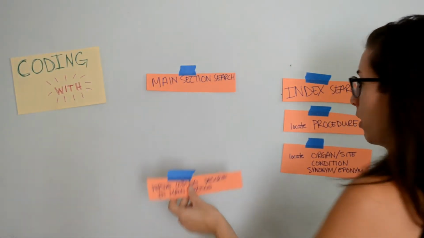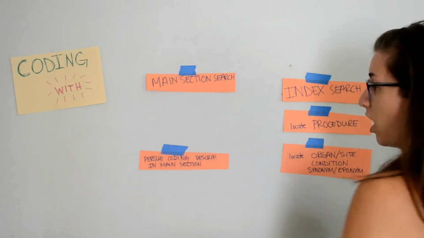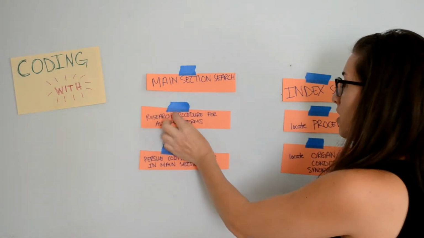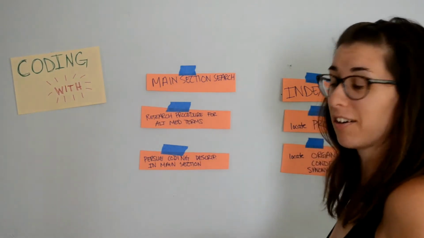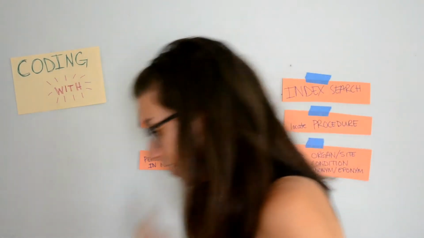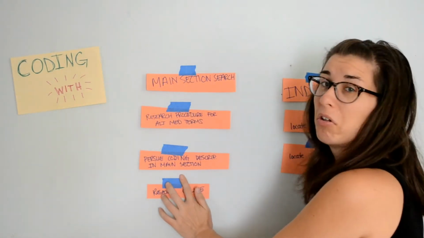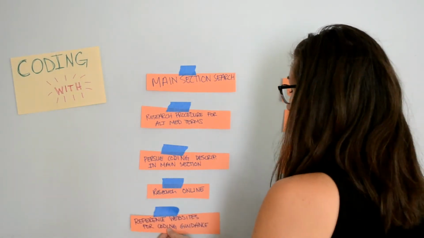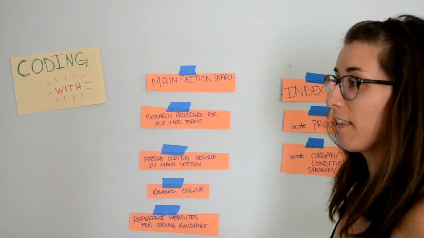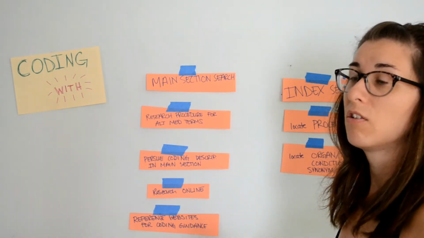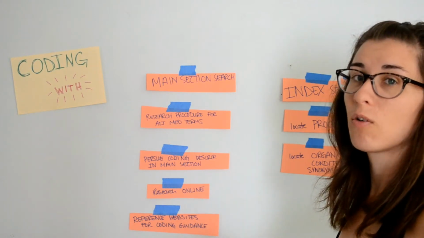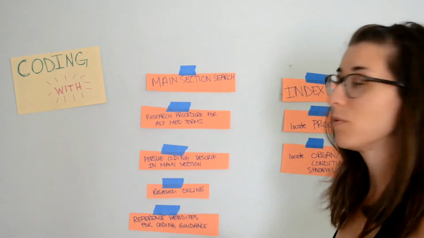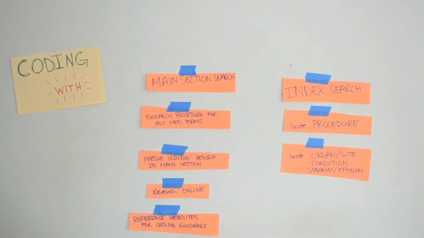So in the main section, you can pursue the coding description of the main section, I guess. You can go online and research the procedure for alternate terms. Maybe you'll find it there. If not, you can just research it online just in general. A branch off of that is you can reference websites for coding guidance. So you can go to the AAPC, which is a coding organization, AHIMA, which is another organization, and other reputable professional coding sites that offer forums where you can ask questions.